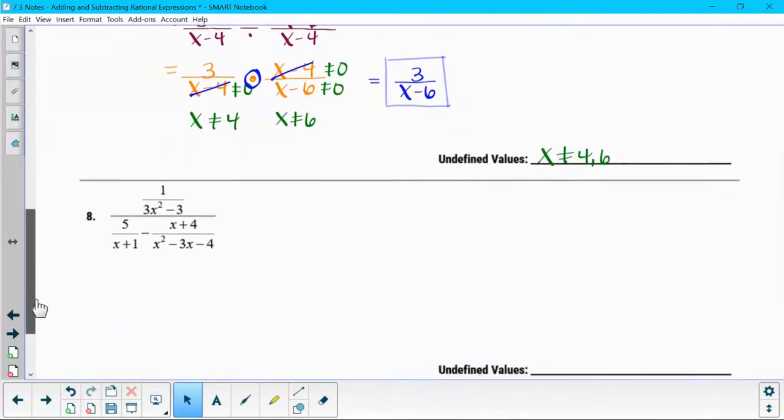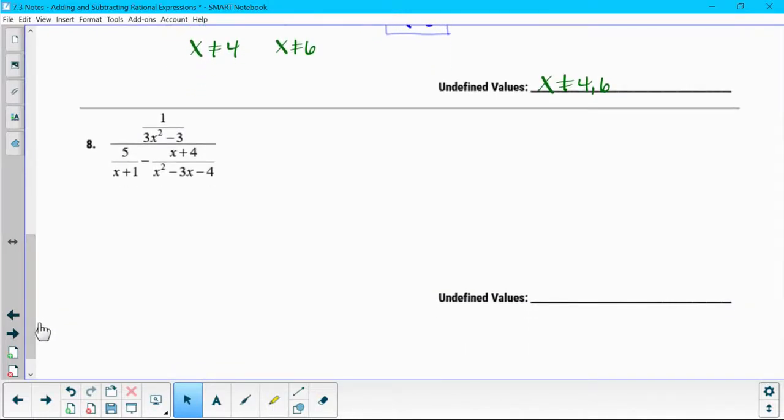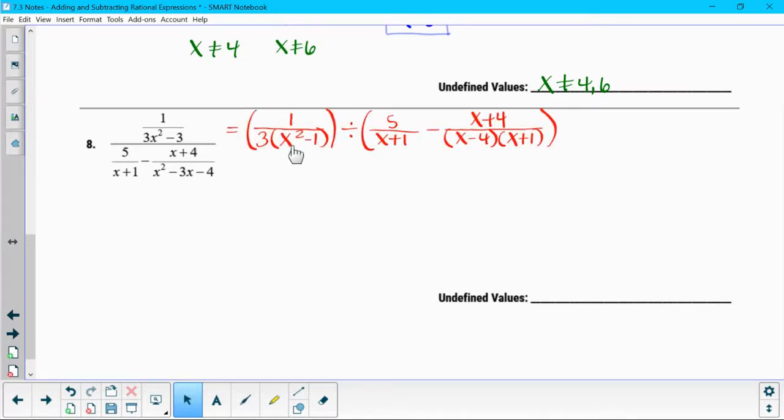Now, number 8 is a doozy. It's a tough one. There's a lot going on, but don't worry. We're going to get through it. First thing I'm going to do is rewrite. 1 over, and I went ahead and took out this GCF in this step just to kind of make the process a little bit smoother.